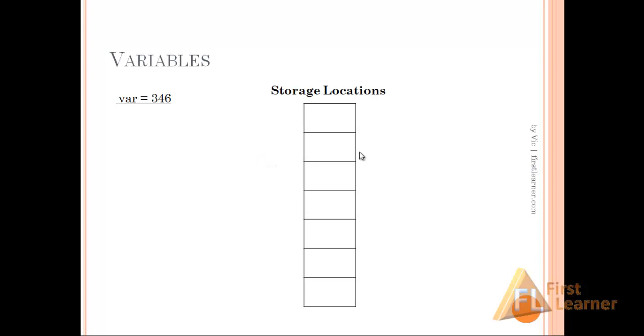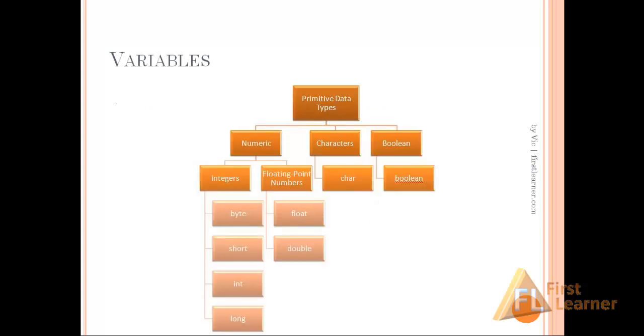Now, to represent it in memory, let's assume this is the memory section of your computer and each box is a storage location. The variable will point to some random memory location and will contain 346 as a value. Now, let's look at some variable types.